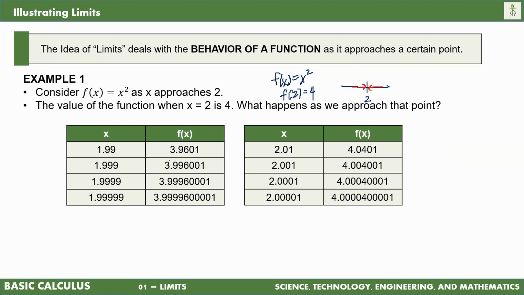In the first table, that's what we did. We started at 1.99 and then we go on near 2 but not equal to 2. So, 1.999, 1.9999, and so on. When we plugged x into f of x, what was the result? That's 3.9601, 3.996001, and so on. Let's look at the behavior. Where does it get close as you get closer to 2?